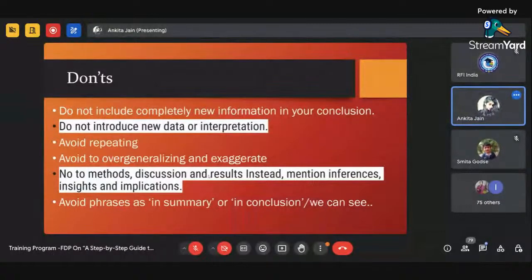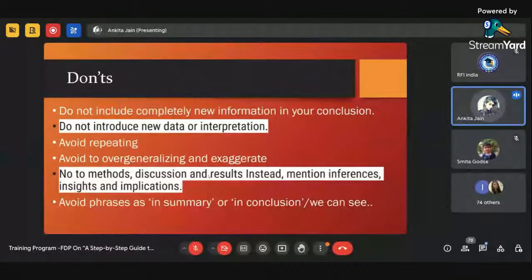Again, just don't put any information here and there. Just add whatever is required and related to your paper. Avoid repetition, avoid overgeneralizing and exaggerating. Just write properly what is required and what is related to it.